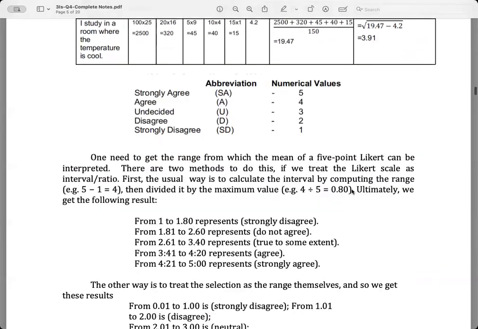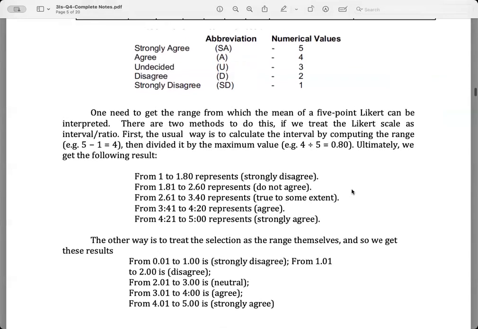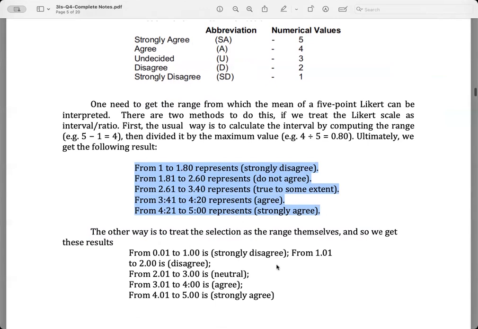All right. So this is what I was talking about regarding the mean a while ago. If you have a strongly agree answer, you would get a numerical value of 5. And then we have here your mean range. Your mean range is how you're going to interpret your mean score. So your mean score is 1 to 1.80 for strongly disagree, 1.81 for do not agree, and that would have its equivalent interpretation as well.